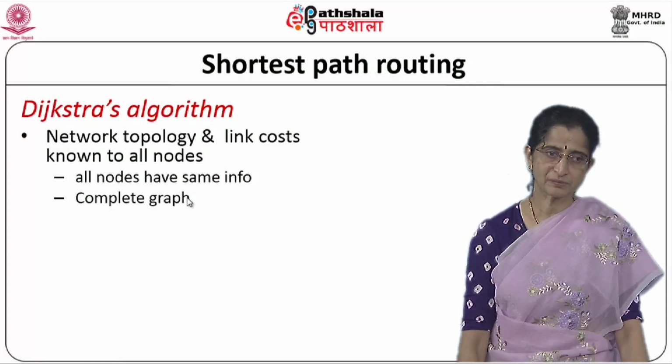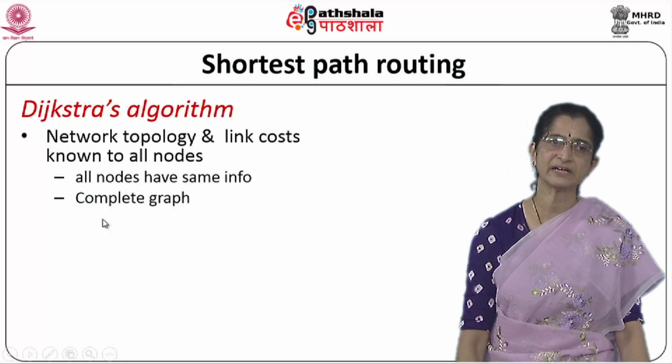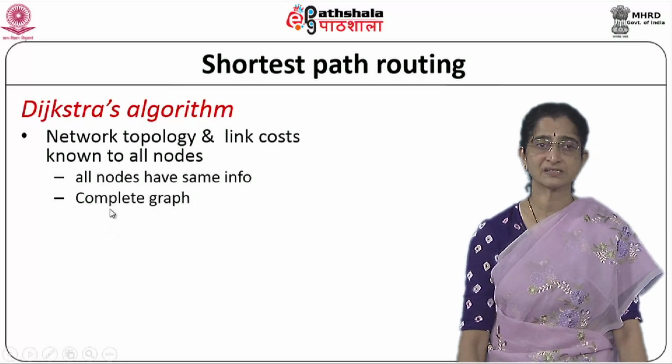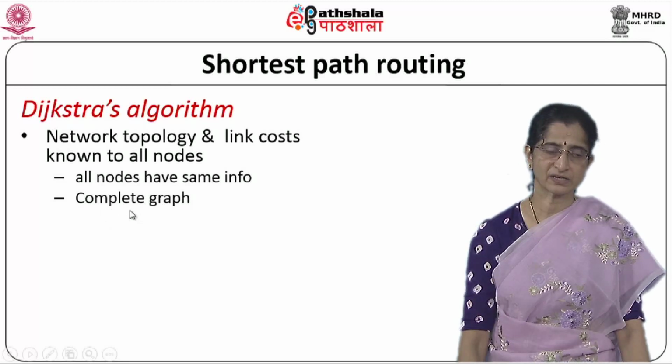So using that information, everybody has the same information. They can construct a complete graph of the network, which is why we say this is a global information based algorithm. So a complete graph of the network is constructed.